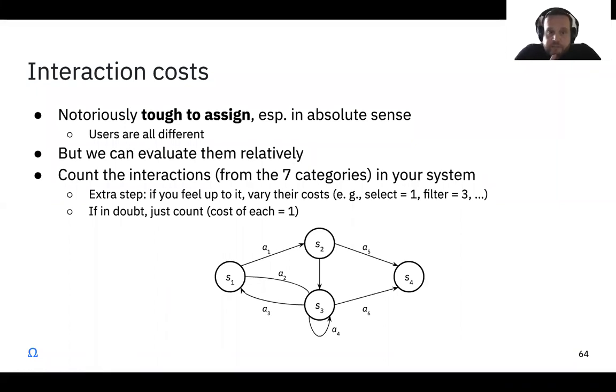As an extra step, if we feel up to it, we can vary their costs. So select might have a cost of 1, and filter might have a cost of, let's say, 3. Of course, all of this is arbitrary, but it also reflects that setting a correct filter is 3 times as difficult in this sense as just selection. Unless you're really publishing a paper on this, you can use this weighting as it works for you. But if you're in doubt, you can just count. So the weight of each of those actions is simply 1.